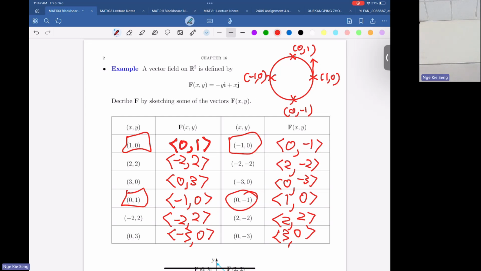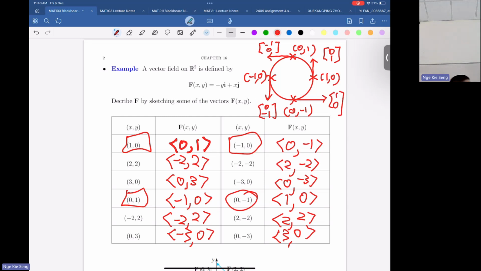Okay, on the (0, 1) point, what do you have? It is a horizontal vector going to the left, so this is (negative 1, 0). And then on the point (negative 1, 0), what's the vector here? It's going downward. And then on the point (0, negative 1), it is horizontal again, but in a different direction.